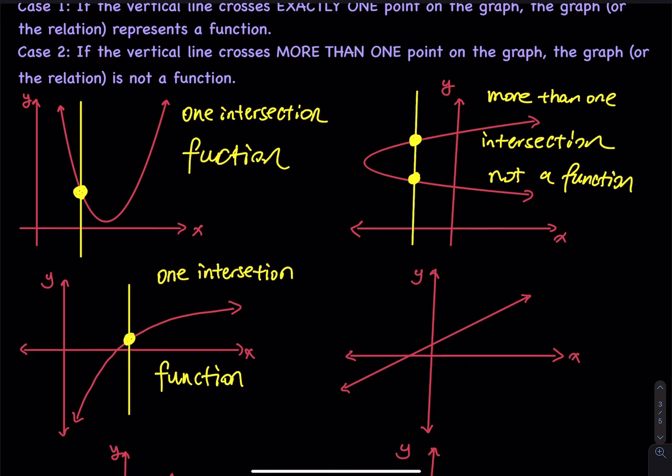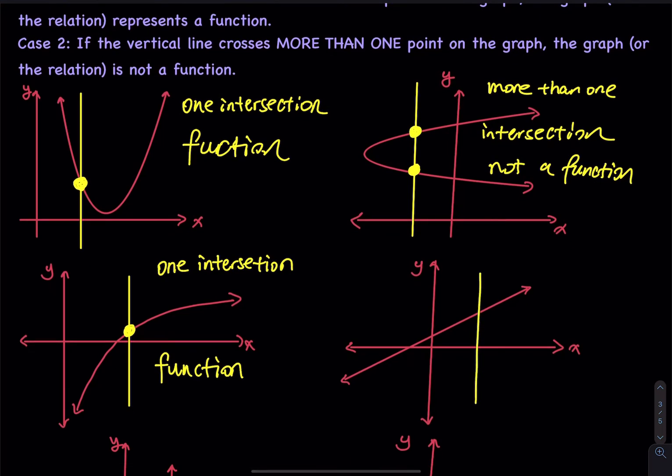And then the next one, so this is a straight line. So we draw a vertical line. I see exactly one intersection. So this is one intersection. That means the one-to-one property is satisfied. You get one intersection only, then this is a function. The red line is a function, and the previous one, the red curve, is a function.